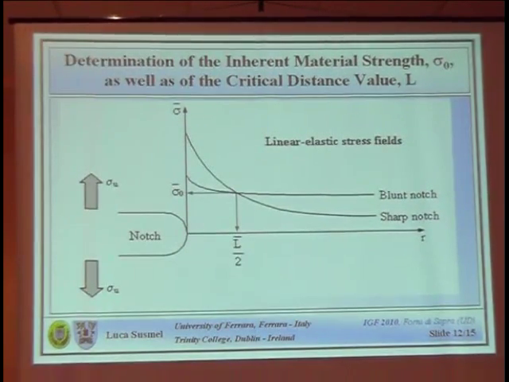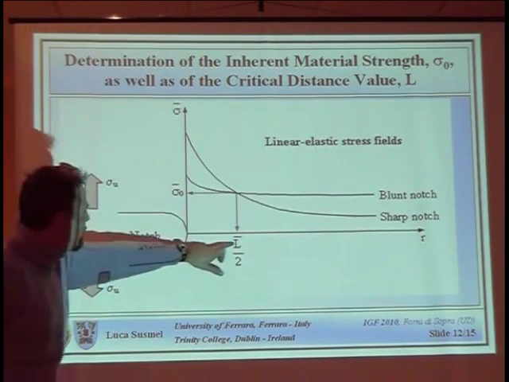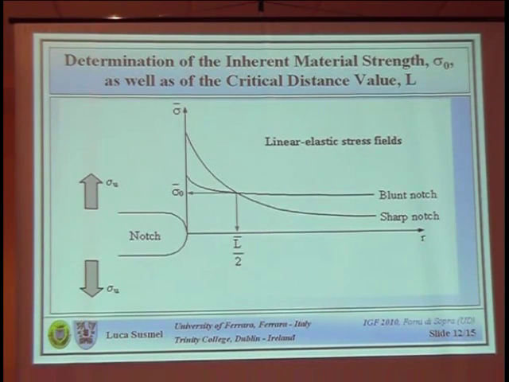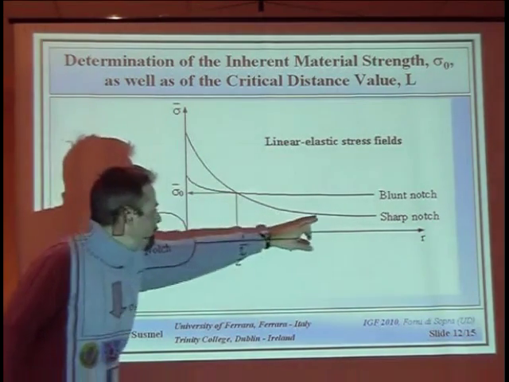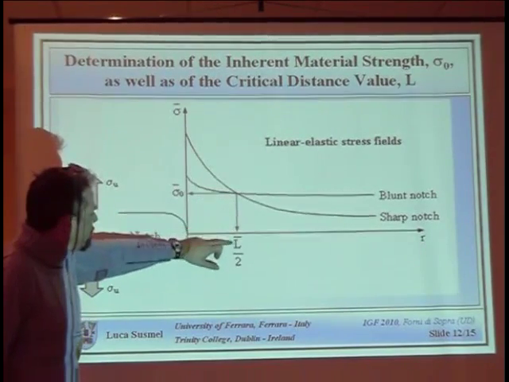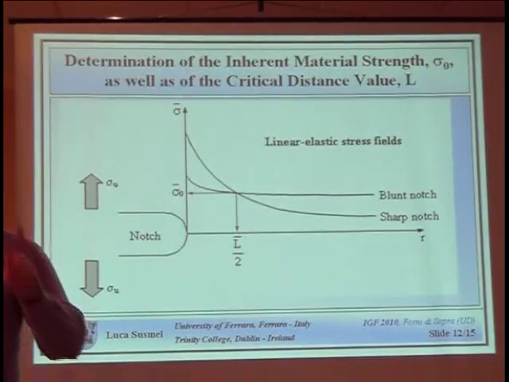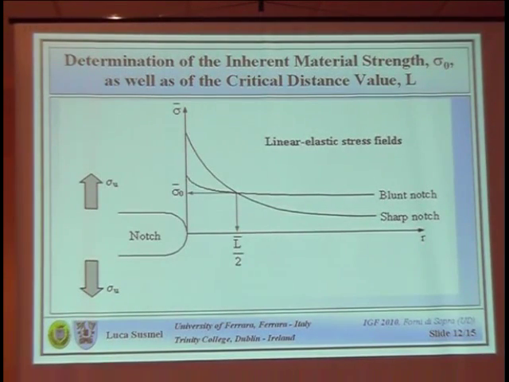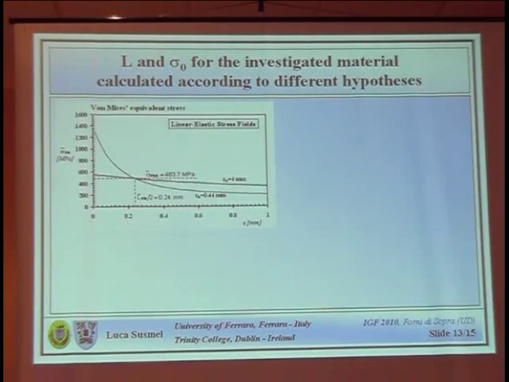Well, as you can see, to predict everything we need two parameters, L and sigma naught. So using the point method argument, we run two tests considering two different notches. We can plot the corresponding stress fields according to the adopted equivalent stress, and the intersection point allows us to calculate both L and sigma naught. So we need two experimental tests run under uniaxial loading to calibrate the constants and calculate the material properties. Now, the idea, obviously, is to extend this approach to multiaxial situations, and to check the validity of this approach through the generated results.